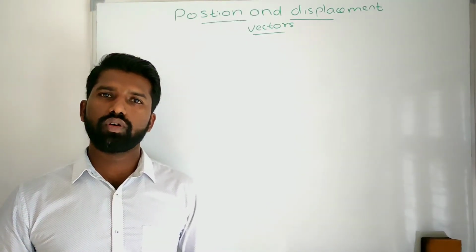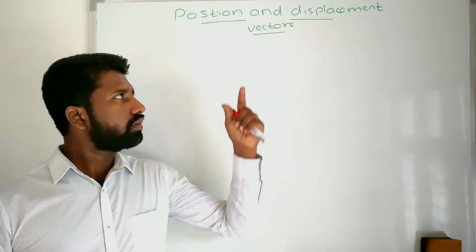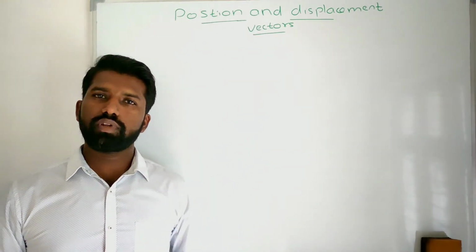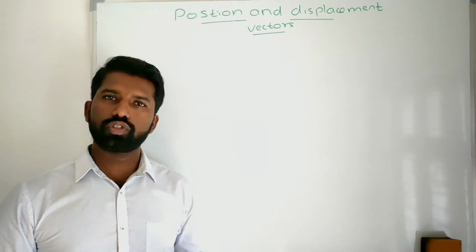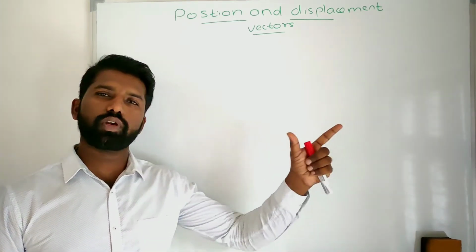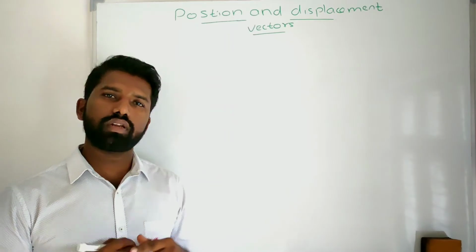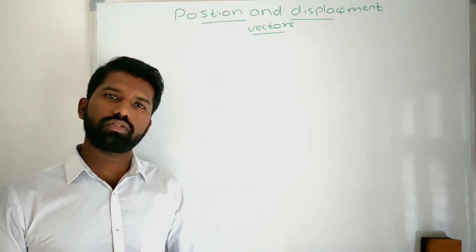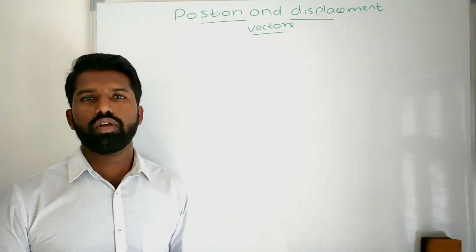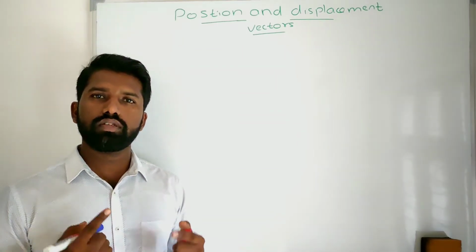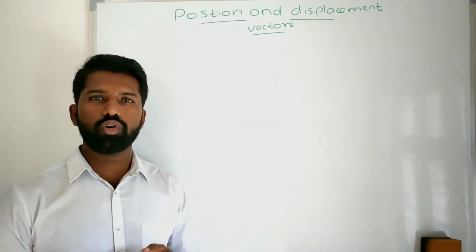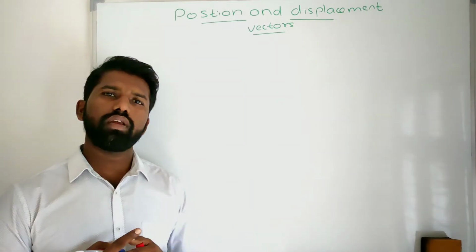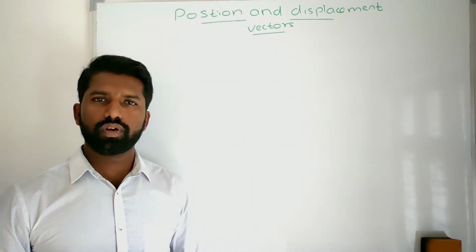In this video, I am going to discuss position and displacement vector. If a body is in motion, its position changes with respect to time. If a body is at rest, its position does not change. So, based on whether the position changes or not, we can say that a body is at rest or in motion. How can we specify the position of an object?